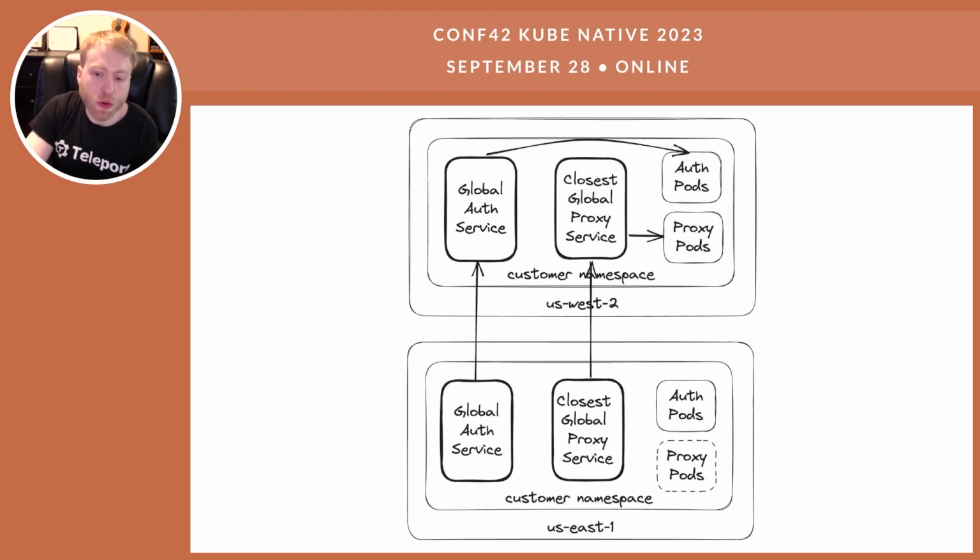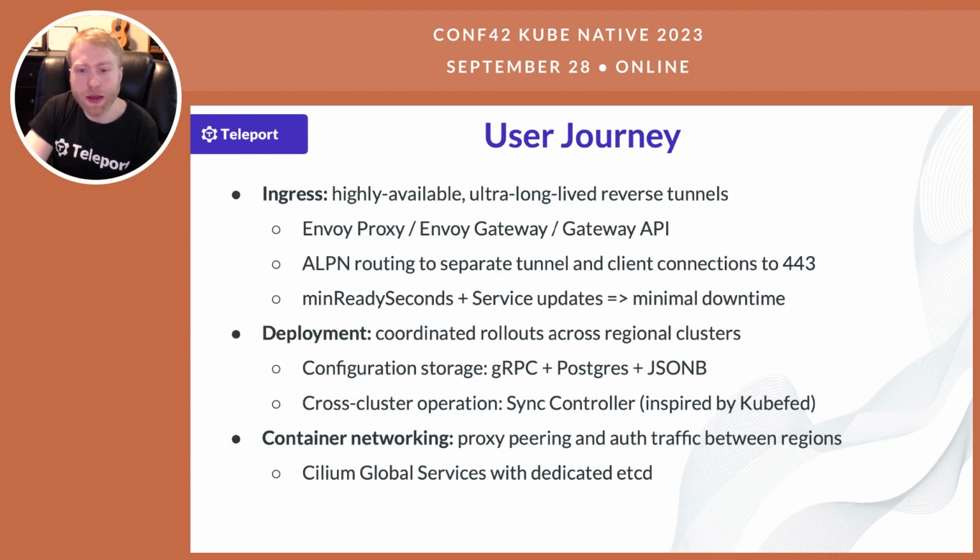In some cases we don't have proxies available in a region, and in those cases our custom controllers can also create a global service that redirects proxy connectivity to the closest region, which it can calculate. And so that is our user journey through Teleport Cloud architecture, covering ingress, deployment, and container networking.